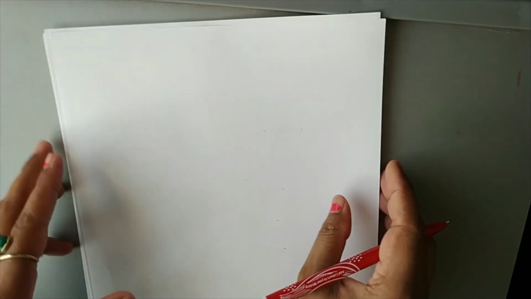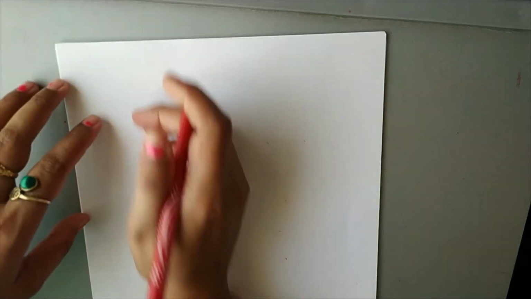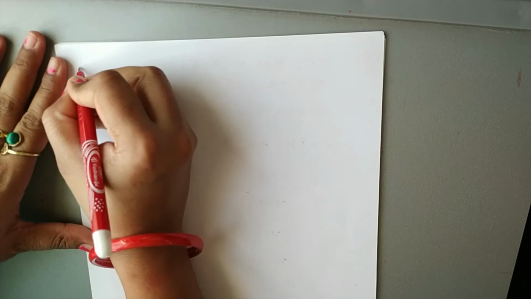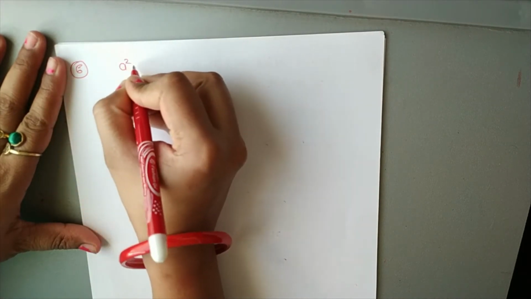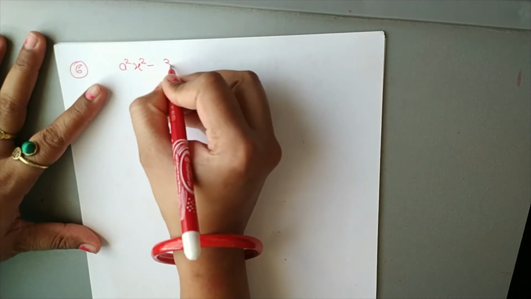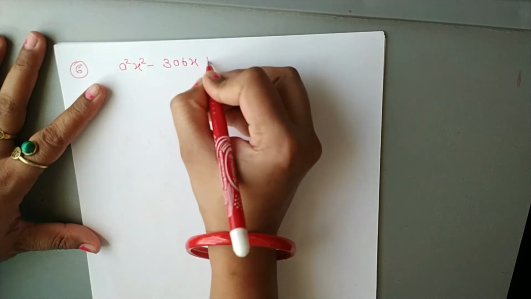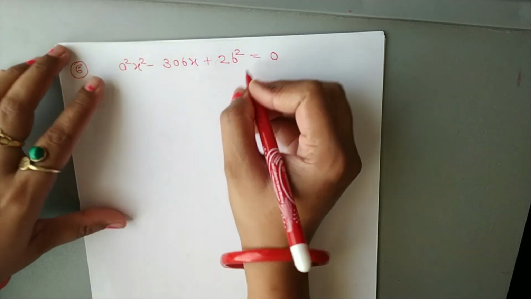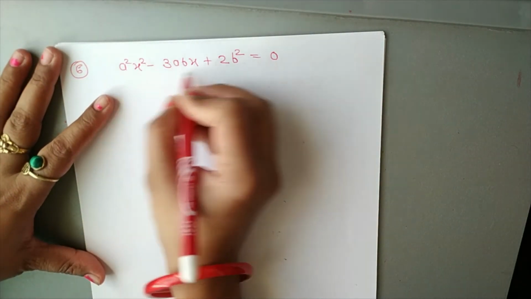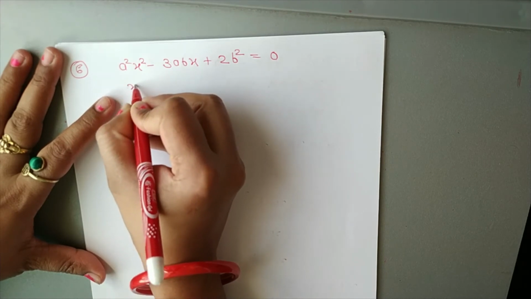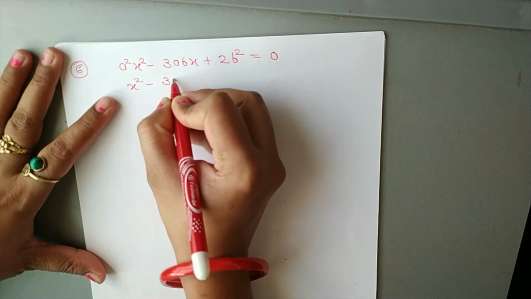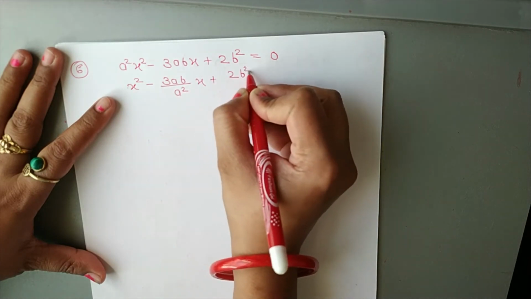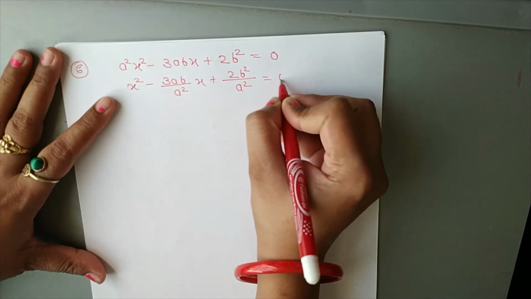Move on to the next question. Find the roots of the equation a²x² − 3abx + 2b² = 0. Dividing by a² on both sides, we get x² − (3ab/a²)x + 2b²/a² = 0.